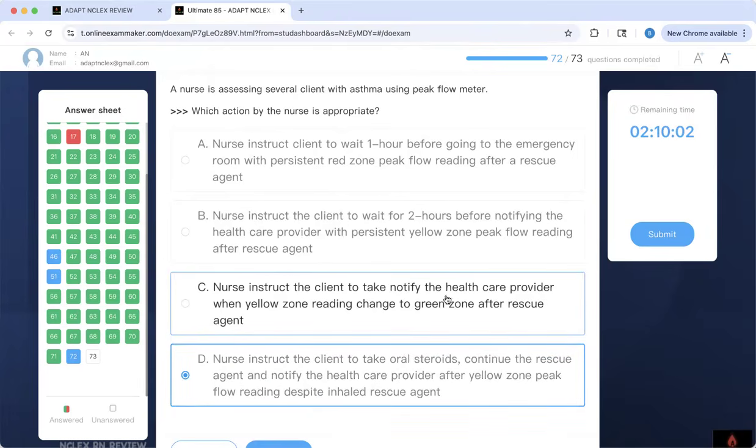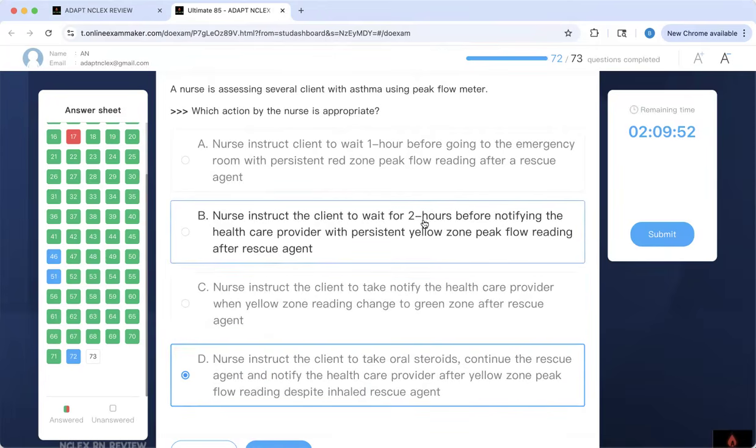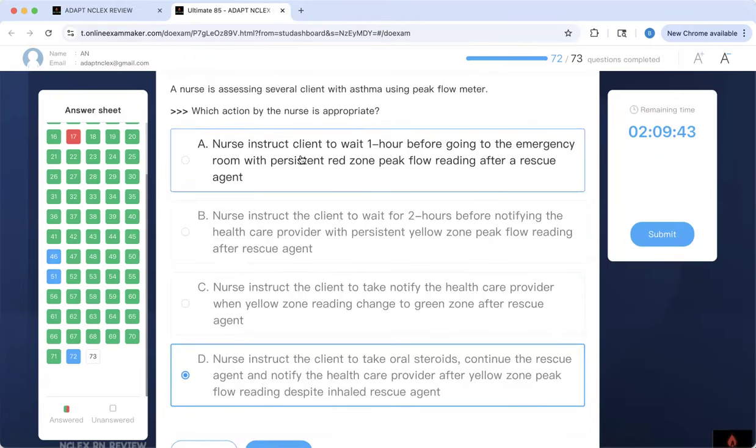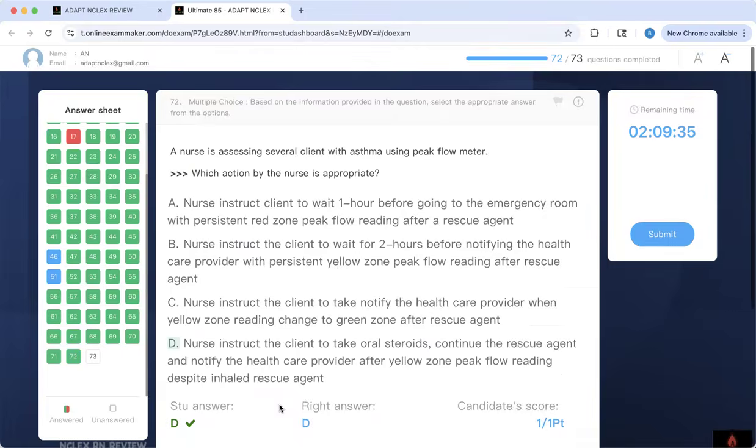Instruct the client to notify the healthcare provider when the yellow zone changes to green. After yellow to green, you're good. After you take albuterol, that means you're good. Next, instruct the client to wait for 2 hours before notifying the healthcare provider with persistent yellow zone reading. That's not appropriate. And then instruct the client to wait 1 hour before going to the emergency room with persistent red zone. You should go to the emergency room right now.